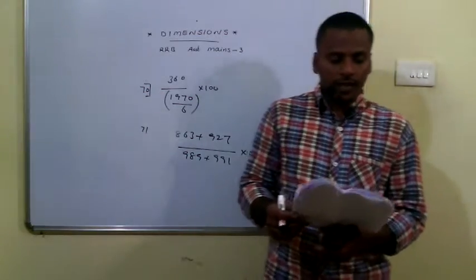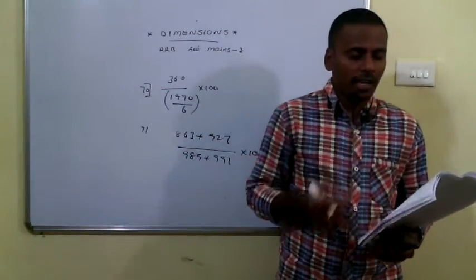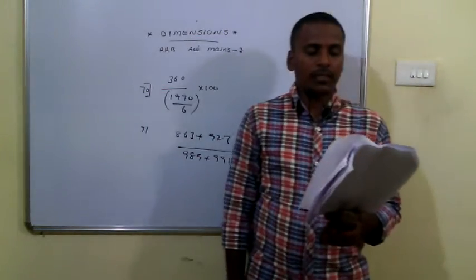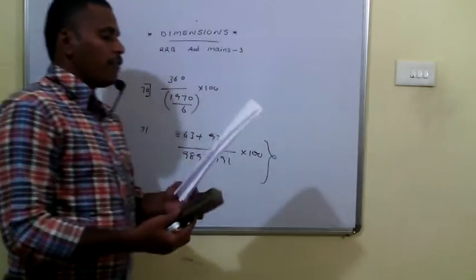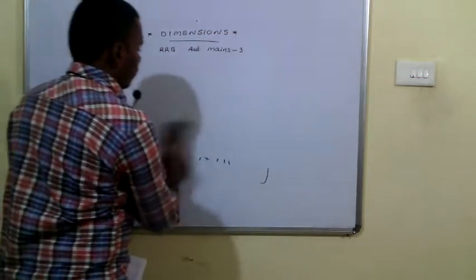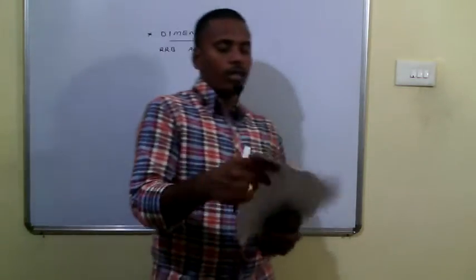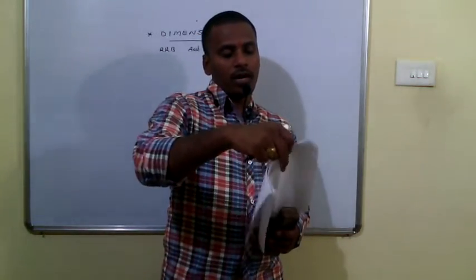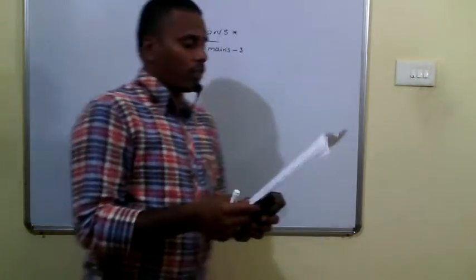Then from 76 to 80, you need to answer the questions based on the second table, which indicates the percentage of marks obtained by 6 students in 6 subjects. The subject names are A, B, C, D, E, F, and the student names are P, Q, R, S, T, U. Row-wise indicates the student-wise marks, and column-wise indicates the subject-wise marks.